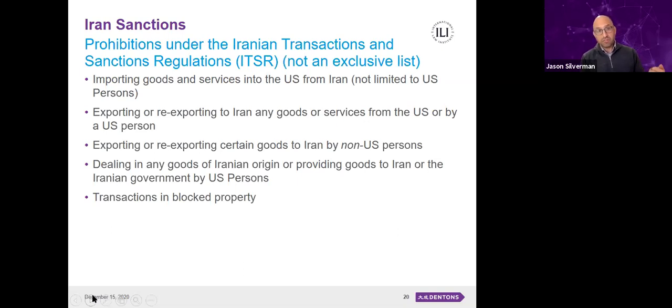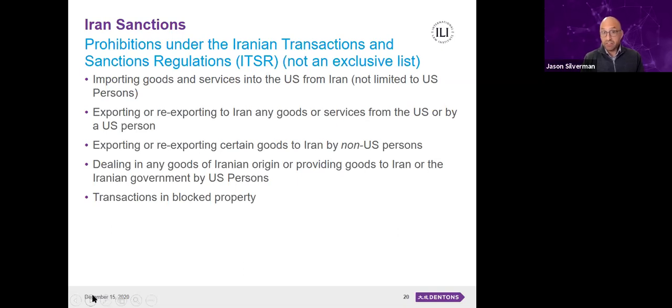Two really common ones that come up are exporting or re-exporting to Iran any goods or services from the U.S., or by a U.S. person, or exporting or re-exporting certain goods through Iran by non-U.S. persons. You'll remember that Peter in his scene setter talked about other regulatory agencies like the Department of Commerce and the ability of the United States to exercise controls over goods of U.S. origin. These are the prohibitions under the Iran sanctions where that really comes into play. So there are significant restrictions on U.S. persons' ability to deal with any export of goods or services to Iran, or any person's ability to export or re-export certain goods to Iran.